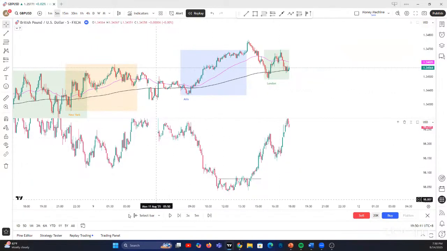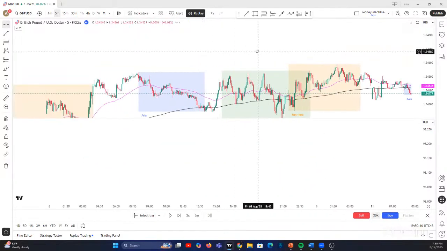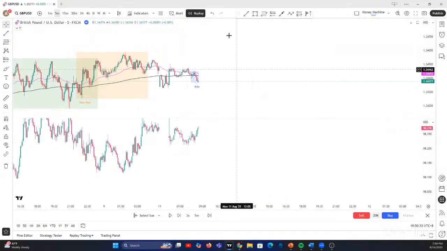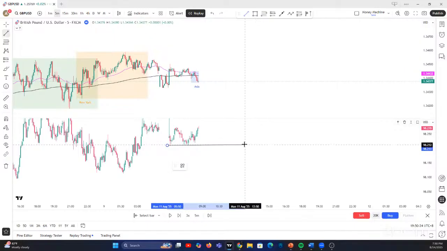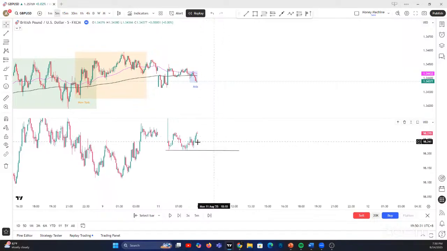So in this trade example, for example, okay. So you always need structure. As I said, always look for structure. So what are the lows here on the DXY? These are the lows. Okay. So if DXY will break this, then GBP USD should go up. Let's try that.